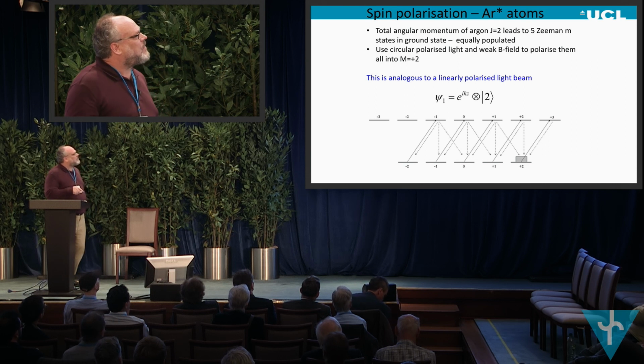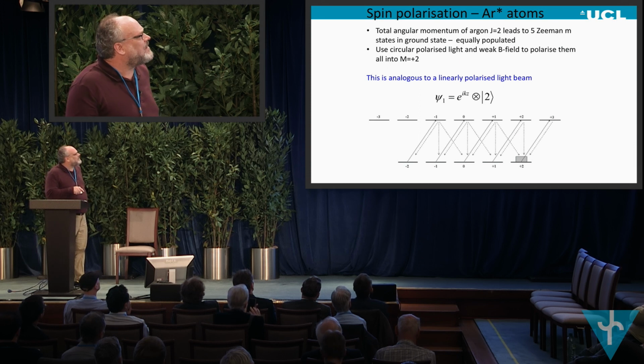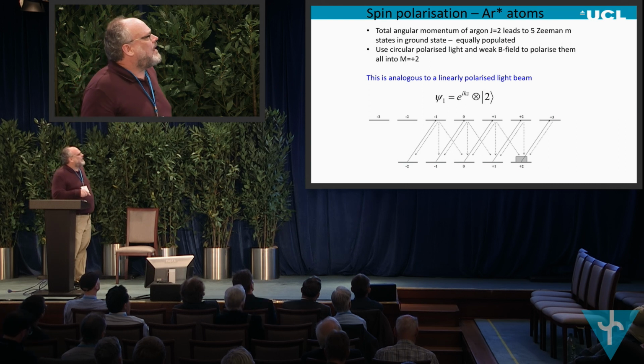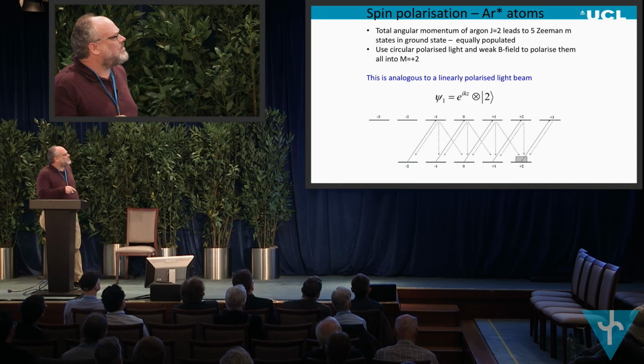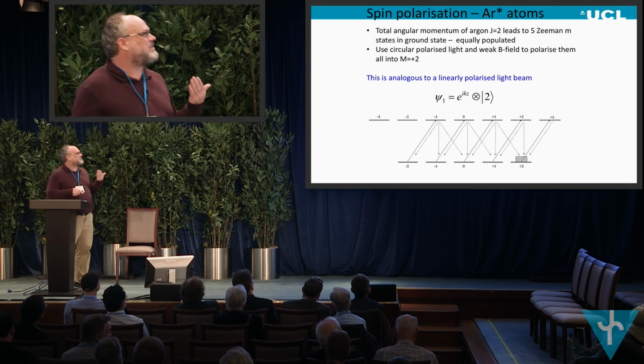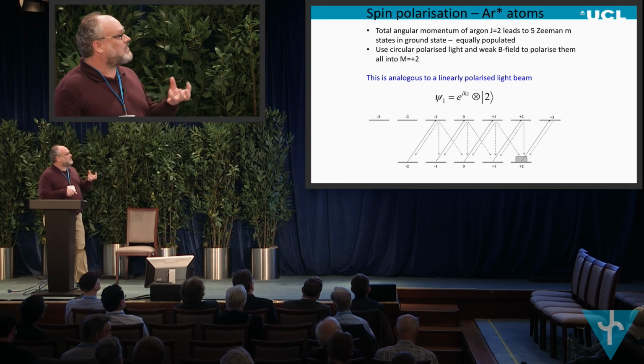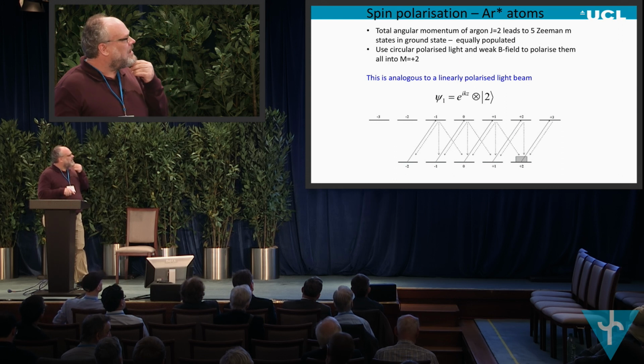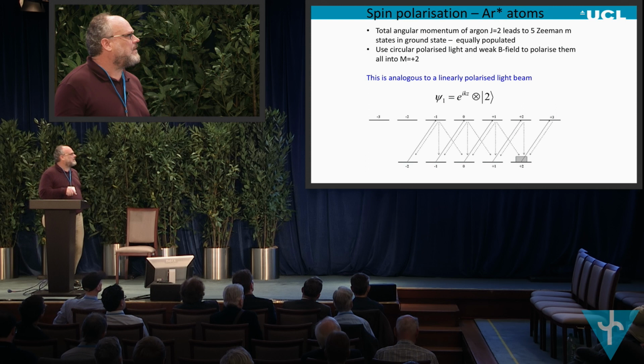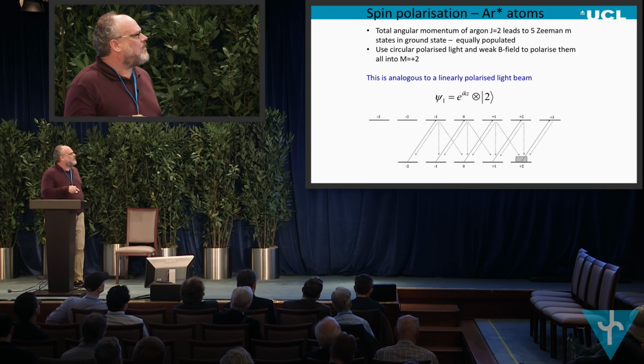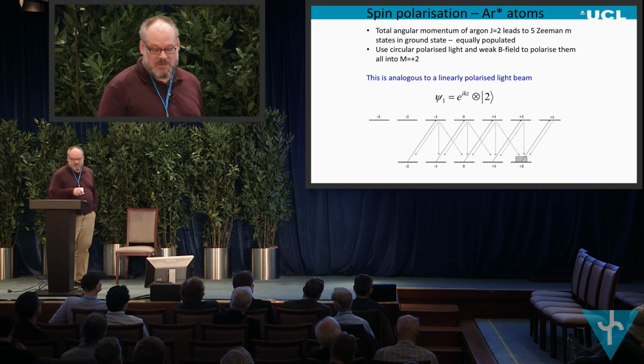Just a quick thing. The argon atoms have a total angular momentum of 2, which means there are 5 Zeeman sublevels in the ground state, which can be equally populated. We have an option to do this or not. The source that we have is unpolarized, but we can apply a circularly polarized beam and pump to what is called a stretch state, +2 or -2, depending on the polarization of the magnetic field. So we start off with something like a plane wave here in this m=2 state.